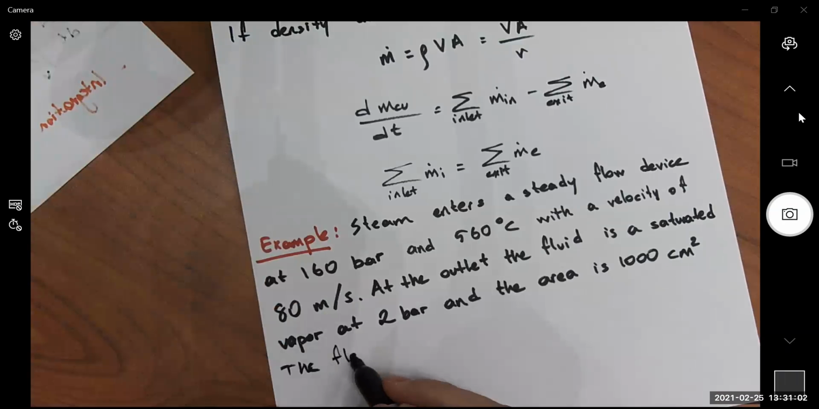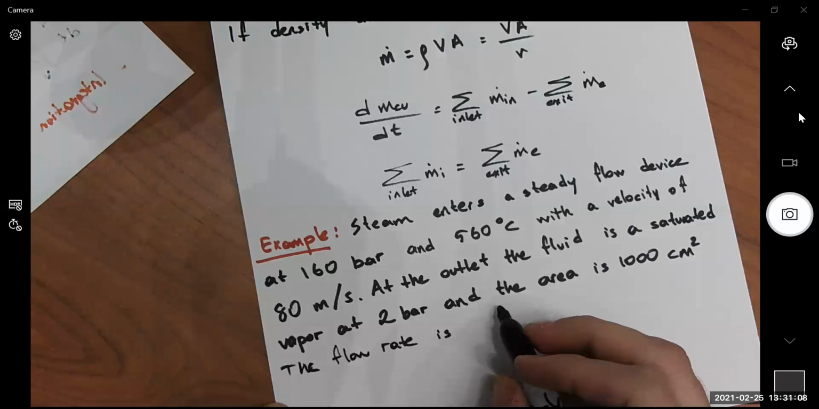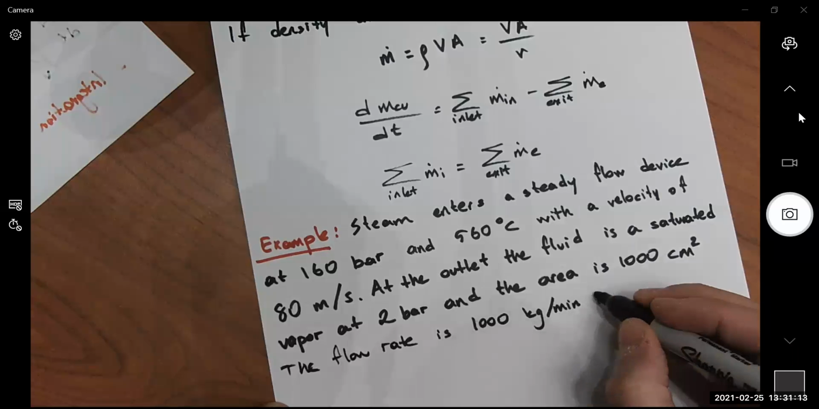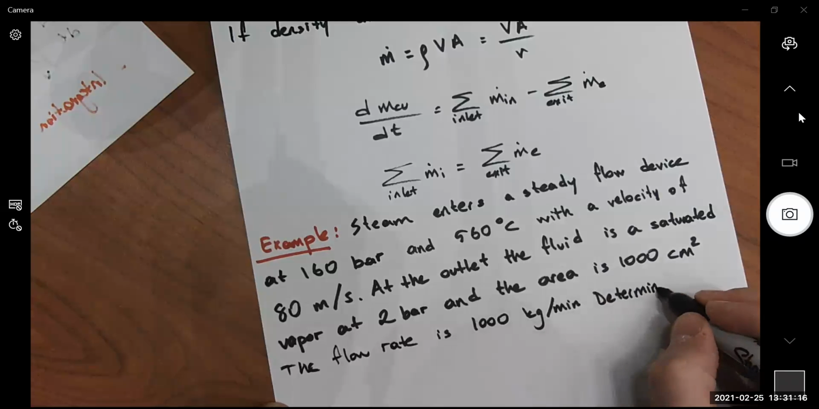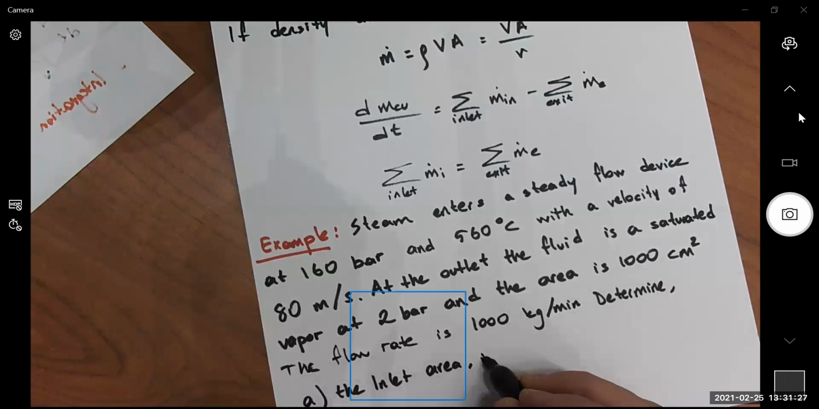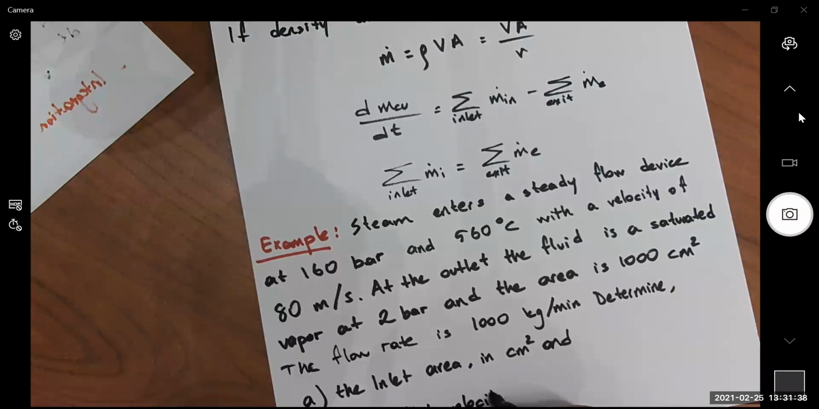The flow rate is 1,000 kilograms per minute. Determine A, the inlet area in centimeters squared, and B, the outlet velocity in meters per second.